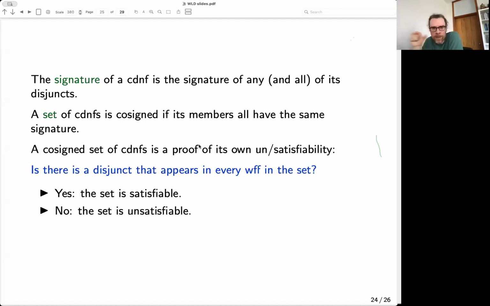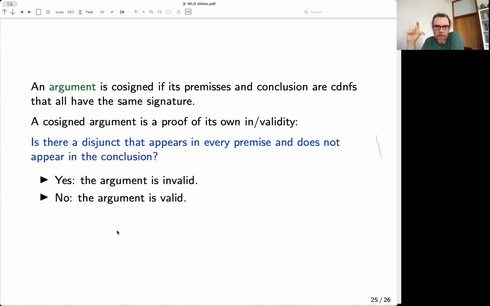To check whether this set of formulas proves its own satisfiability, you just look through and see: is there a disjunct that appears in every one of the formulas? It's just the same as saying, is there a truth table row in which they're all true, because the disjuncts exactly describe truth table rows. If there isn't, then the set's unsatisfiable. Similarly for arguments: if you take an argument where the premises and the conclusion all have the same signature, then you can take that argument to be a proof of its own validity or its own invalidity, as the case may be.